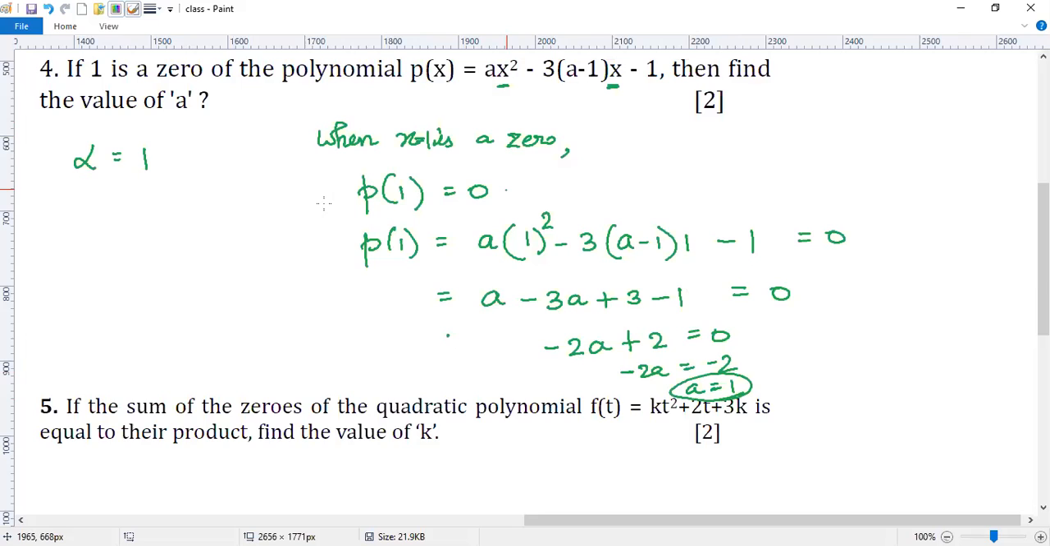So for writing the condition you will get half a mark, and for substituting in the condition half a mark, and for bringing the final answer of a as 1, 1 mark. So totally 2 marks for this question.